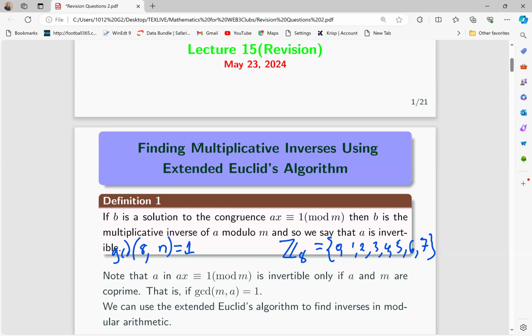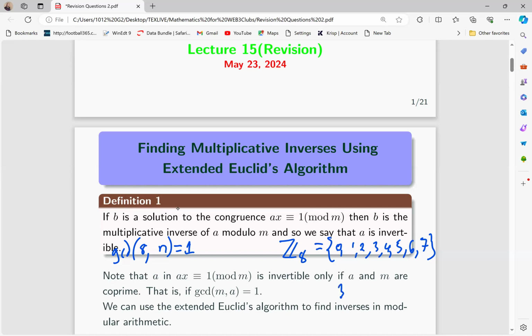So when I say that n is relatively prime to 8, I mean that the GCD of n and 8 is 1. The other way to say it is that the only common factor between n and 8 is 1. Is that okay? So under multiplication, the only elements which will have inverses are those for which, when you combine them with 8, the only common factor is 1. Is that okay?